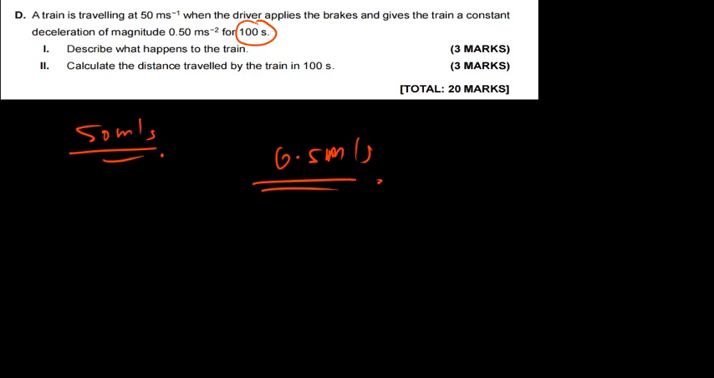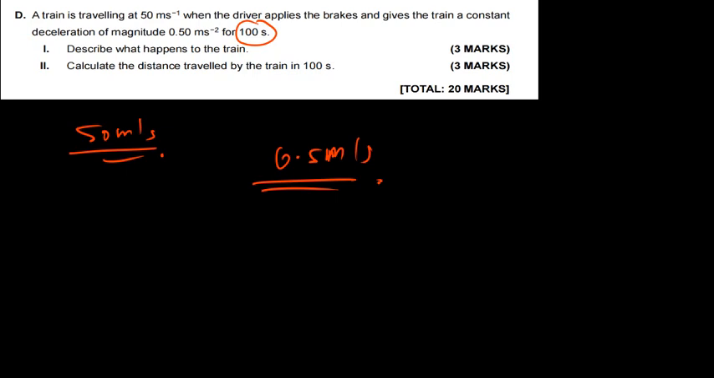Okay, so you can see the duration was just too much, 100 seconds, which is about a minute 40 seconds. So it was moving at 0.5 meters per second each second for about 100 seconds for it to come to rest, but it didn't come to rest. So that's what was happening to the train.